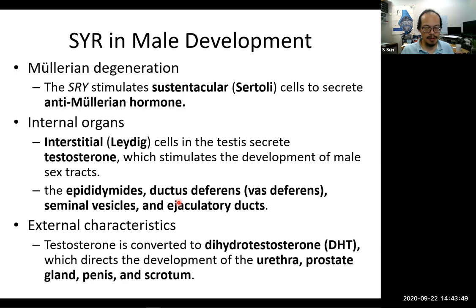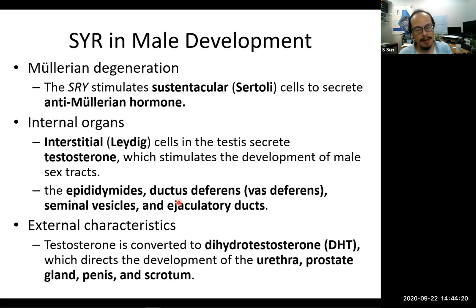So the default is if there's no SRY, it's going to be female. Then the question is, how does the SRY work? We know that SRY will cause the male, but here we want to see how does it cause that? There are several things we need to have to form a male.